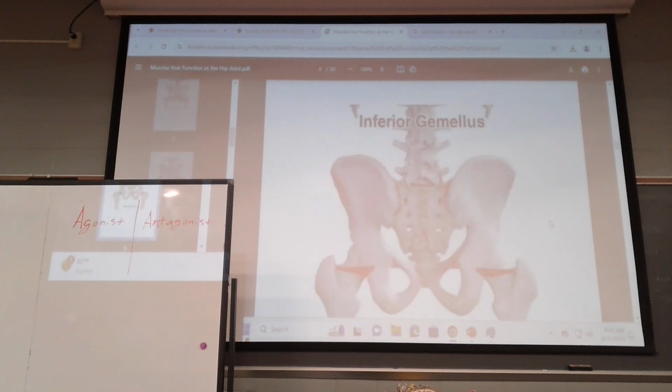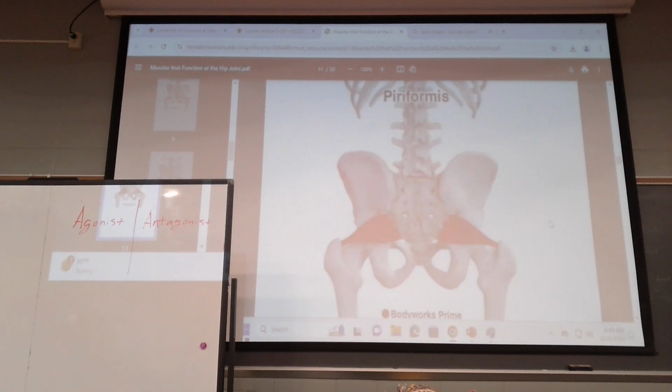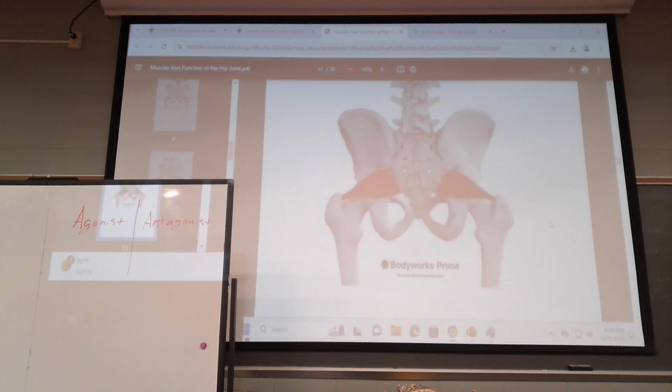Apple, banana, strawberry, cherry, sledgehammer. Piriformis.